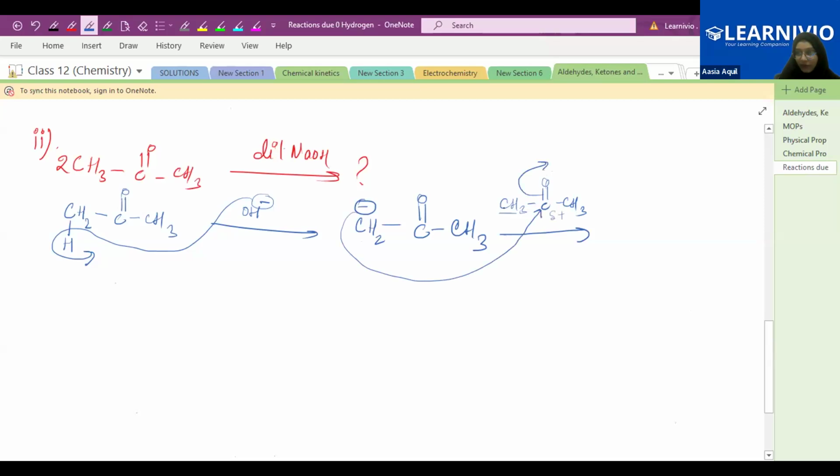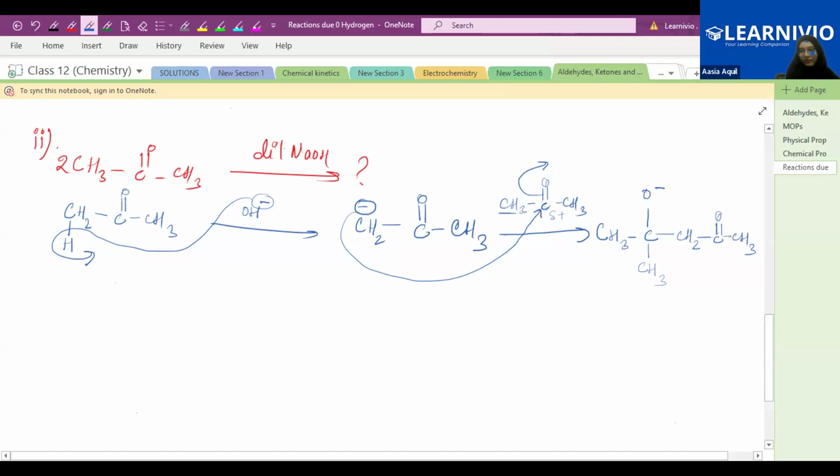Now you will start writing from here: CH3, CH3. Now this carbon and this oxygen, which is having negative charge now. And this CH3 you will write here, this is the part of this mole: CH3, CO minus and CH3. Now this CH2 attacks this carbon, so it will attach over here. You will write CH2, start writing from here, CH2, CO, and CH3. Is this clear till here?